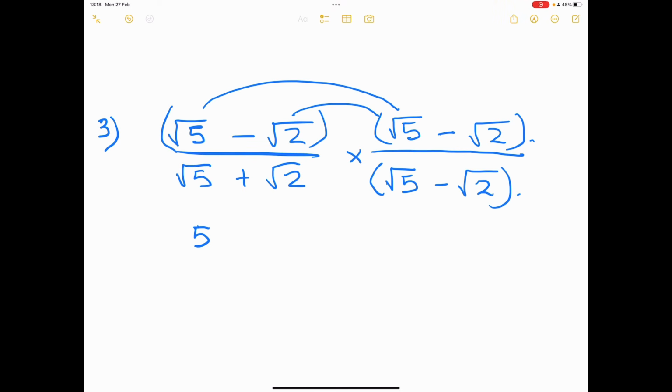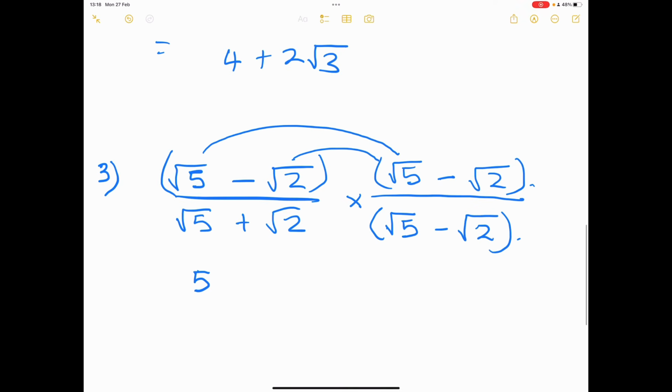So root 2 multiplied by root 5 will give us root 10. Remember the rules of surds. We said if we've got two numbers, root 5 multiplied by root 2, in this case, what do we have? This is the same as saying root of 5 times 2, and so that will give us the square root of 10, isn't it?